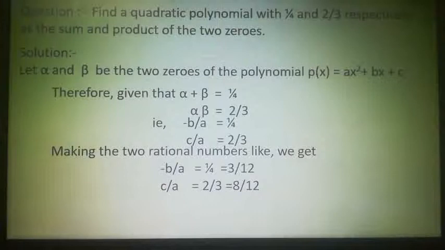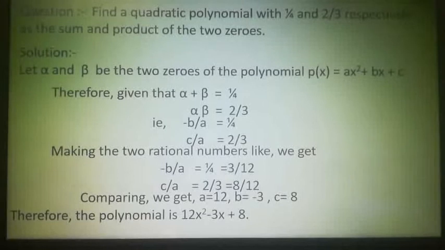Similarly, minus b is equal to positive 3, so b is equal to negative 3. Similarly, c is equal to 8. So we have the comparative values. We get a is equal to 12, b is equal to negative 3, and c is equal to 8. So directly substitute the values of a, b, and c in this polynomial. So it is 12x square minus 3x plus 8. This is the required polynomial.